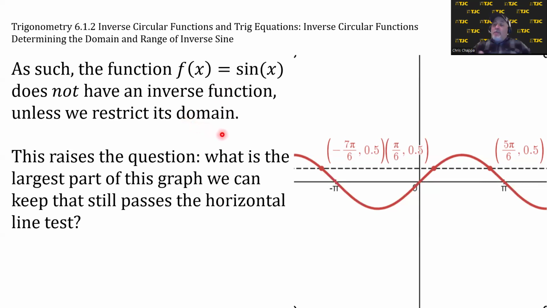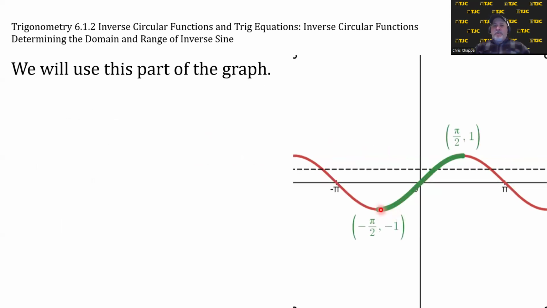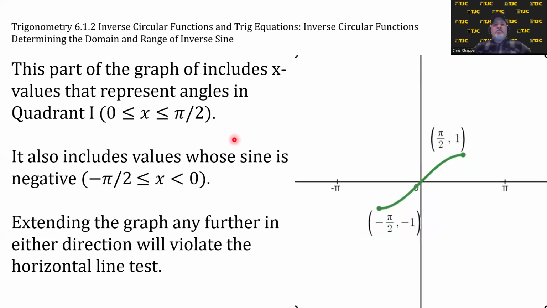So in other words, we chop off a piece of the graph. But this raises the question, what is the largest part of this graph we can keep that still passes the horizontal line test? Now, there are multiple places to find this largest part, but we're going to use this part from negative pi over 2 comma negative 1 to pi over 2 comma 1. Because notice that this part of the graph, number 1, as x values, includes values that represent quadrant 1 from 0 to pi over 2. But it also includes values whose sign is negative between negative pi over 2 and 0.